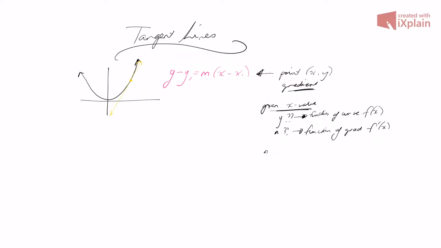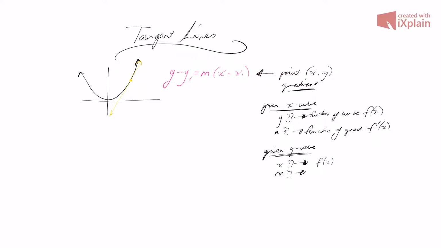A couple of other quick examples. If you were given the y value, that means you need to find the x value. And to find the x value, you're going to have to use the function of the curve as well, because the function of the curve, f of x, is the relationship between x and y. We're going to use f of x. Then we still need to find the gradient.